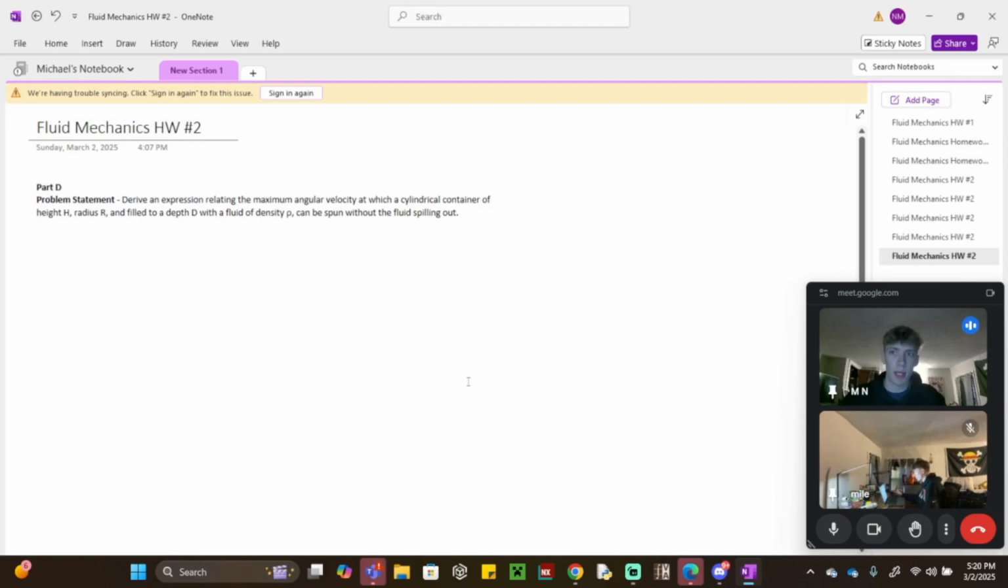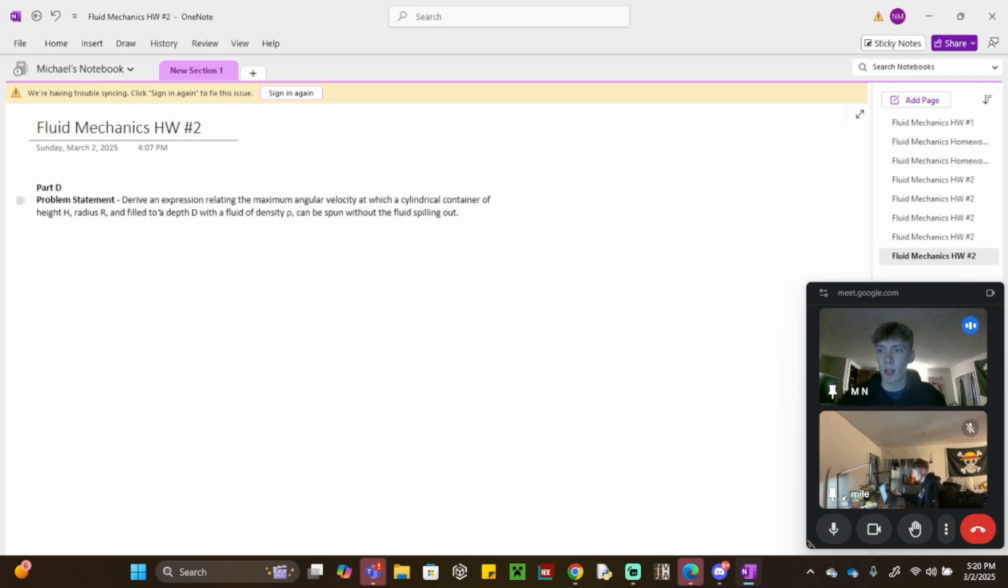Everybody, welcome back. This is Fluid Mechanics homework number 2. This is part D. And part D is asking us to derive an expression relating the maximum angular velocity at which a cylindrical container of height h, radius r, and filled to a depth d with a fluid of density rho can be spun without the fluid spilling out.